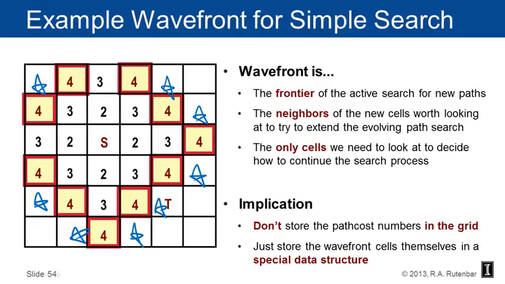The frontier is the edges of the volume of the routing grid that we've searched, and we know the path cost to get there. In order for the search to continue, I'm going to label the cells that are unlabeled as yet, the adjacent neighbors of these frontier cells, with a new path cost. The only cells you need to look at in this process are the edges of the search region, the wavefront. So the implication is I'm not going to store the path cost numbers in the grid. I don't need to. I'm just going to store these highlighted wavefront cells, where everything interesting is happening, the edges of the search volume itself. Turns out I'm going to need a special data structure to do that.